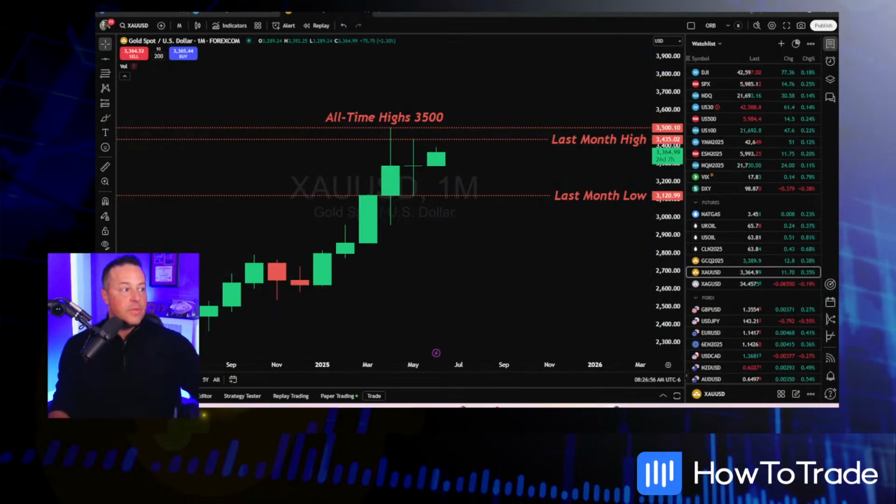Gold. Here's your spot gold market. Here are your key levels. You've got to know them. If you don't know them, you're making a big mistake. Last month's high is right up there at 3435.02. Potential breakout area. There's a lot of shorts dug into this market, a lot of retail shorts.